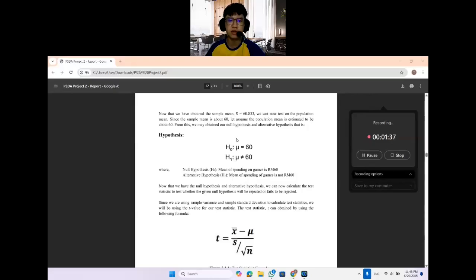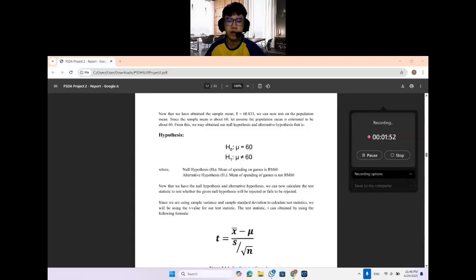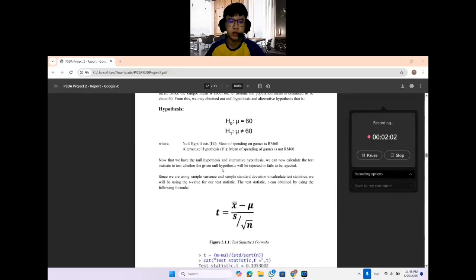If the sample mean is about 60, let's assume the population mean is estimated to be 60. So we can set the null hypothesis and alternative hypothesis. The null hypothesis is that the mean spending on games equals 60 ringgit, and the alternative hypothesis is that the mean spending on games is not equal to 60 ringgit.